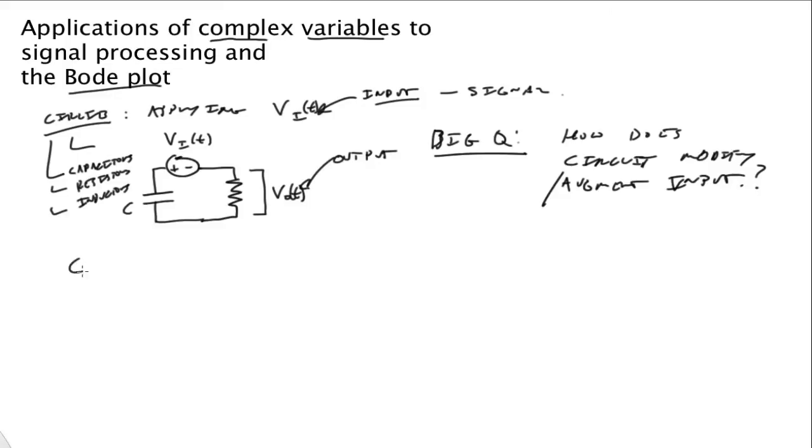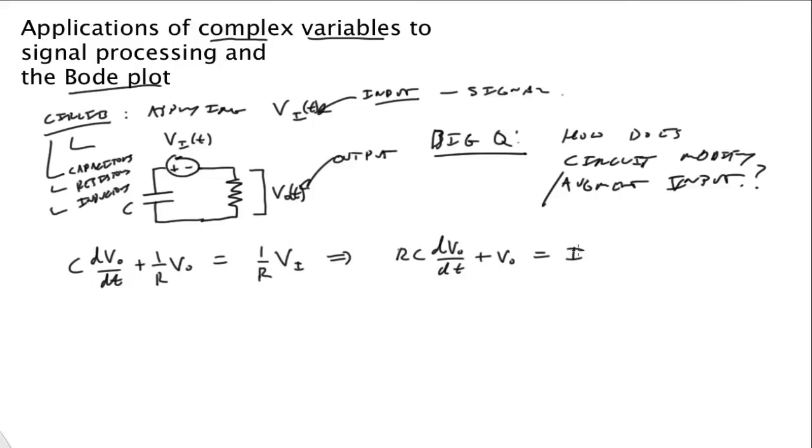So what I'll do is write down the equation. We have our capacitance, C dV out/dt, plus 1 over R V out, and that's going to be equal to our V in. But in order to keep things a little crisp here, I'll multiply by the resistance R. And so I can rewrite this as RC dV out/dt plus V out is equal to V_I. All right, so there's a differential equation.